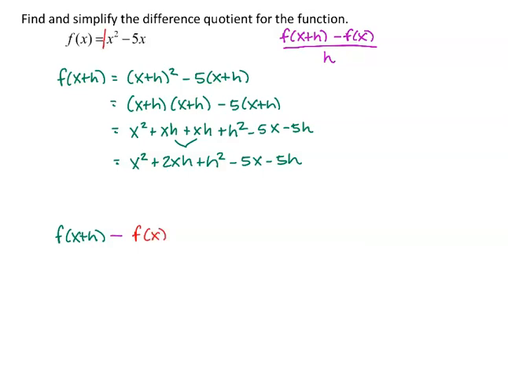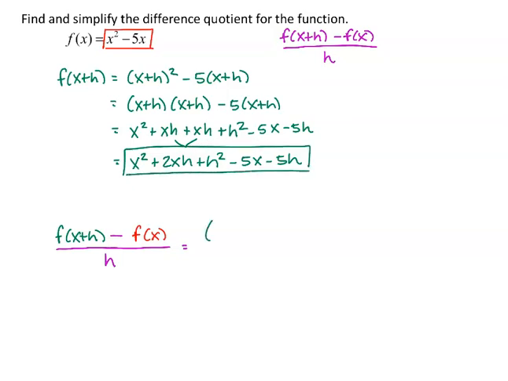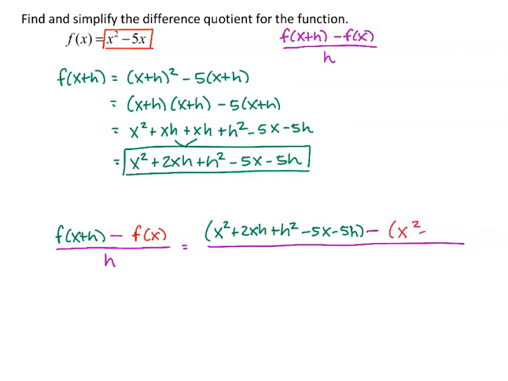So for f of x, we're going to be using that original function x squared minus 5x, and then I'm going to divide all of that by h. So f of x plus h, that's what we just found. So I'm going to start by taking x squared plus 2xh plus h squared minus 5x minus 5h. And then I'm going to subtract my original function. So my original function is x squared minus 5x. All of that's going to get divided by h.